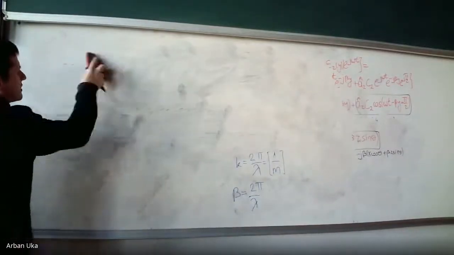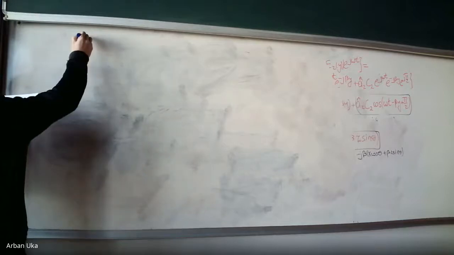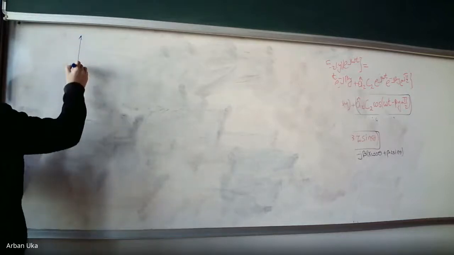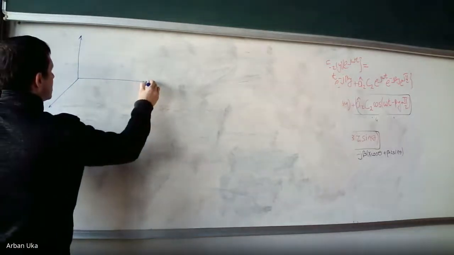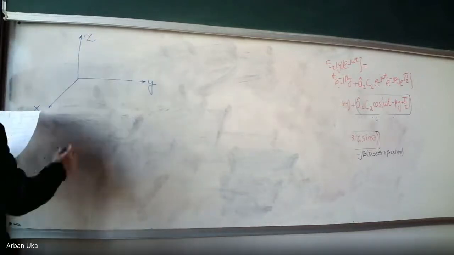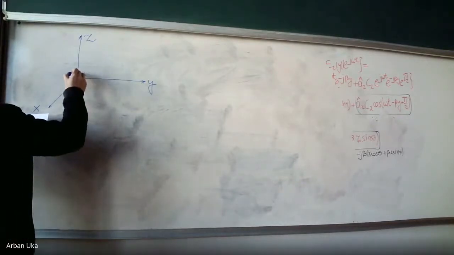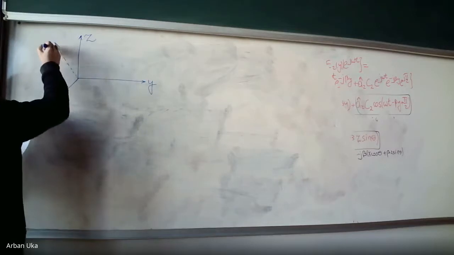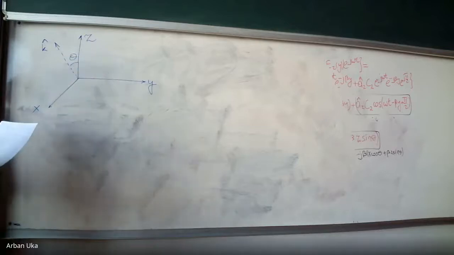Now we have something that we can derive, or we can write the solution right away. Let's imagine for a moment that this is the x-axis, this is the y-axis, and the z-axis, and we have a wave direction k, which is at an angle theta with respect to z, okay?